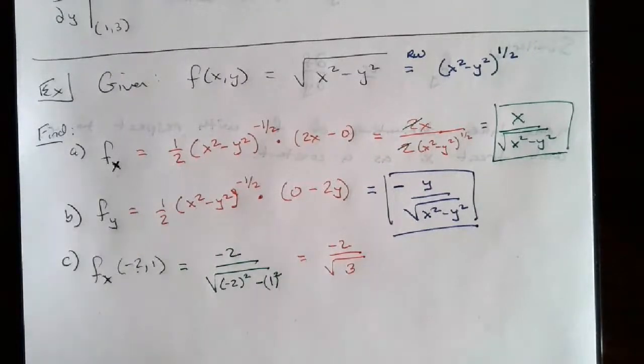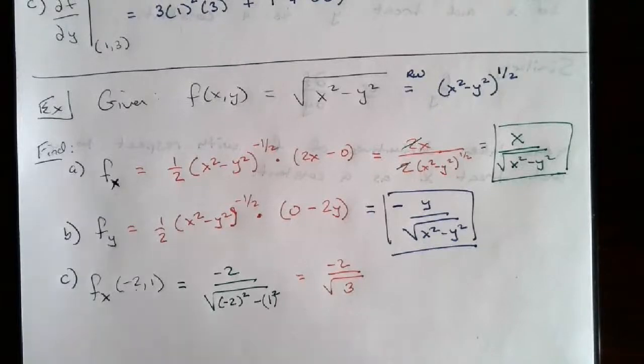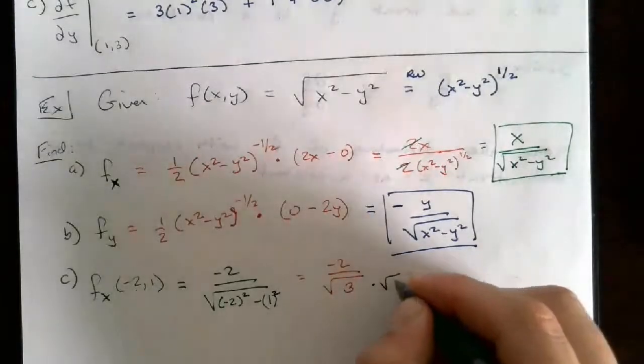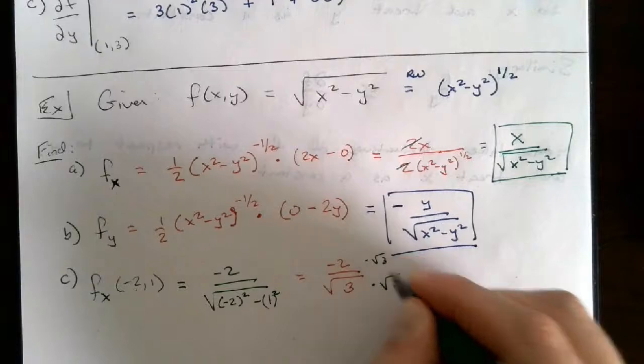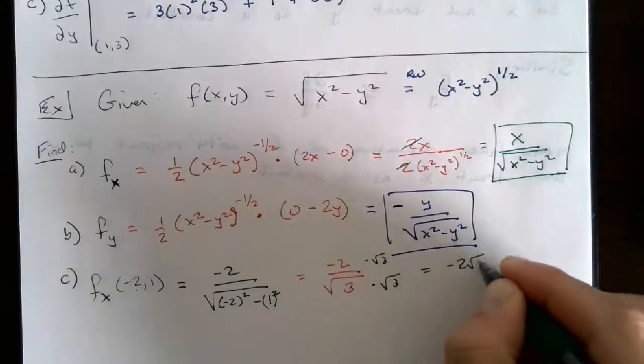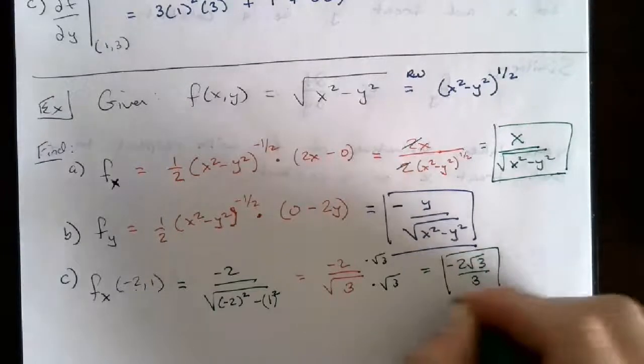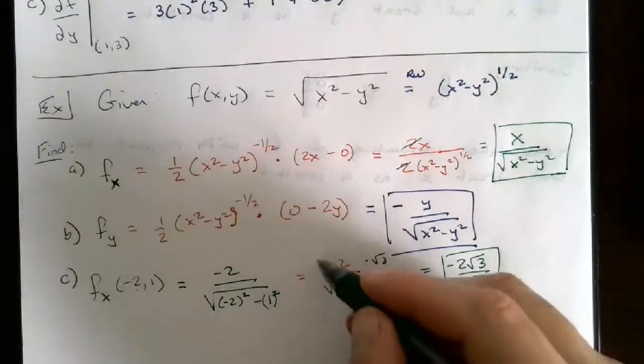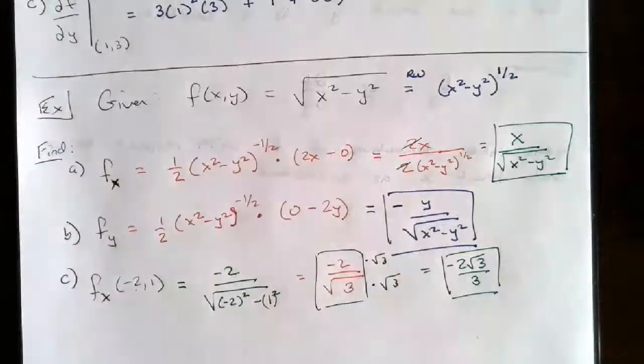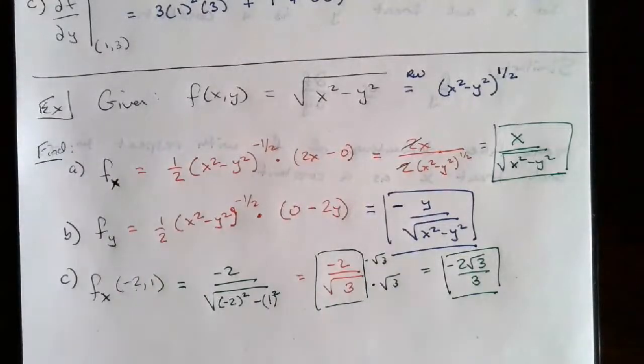And if you wanted to rationalize, I'm okay if you don't rationalize, but if you wanted to, multiply by the square root of 3 over the square root of 3. You end up with negative 2 square root of 3 over, square root of 3 times square root of 3 is just 3, so you got negative 2 radical 3 over 3. I would accept either of these answers. They are equivalent, and I'm okay with you not rationalizing your solutions.